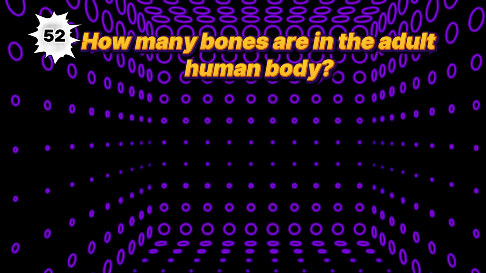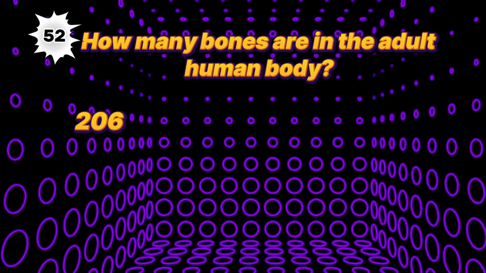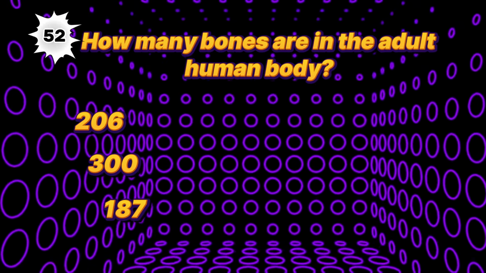One about the human skeleton. How many bones are in the adult human body? Pick one: 206, 300, or 187.